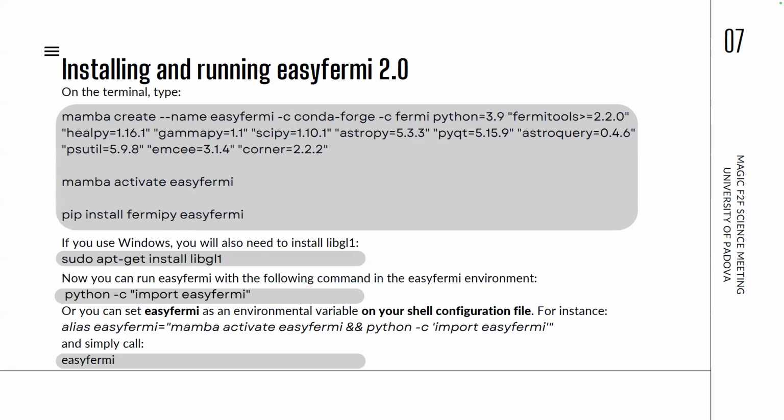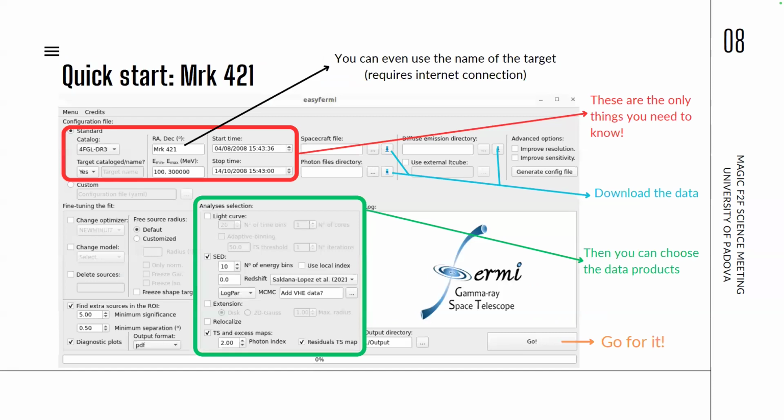And to run easyfermi, you just do python -c import easyfermi, or you set it as an environment variable, for instance in your .bashrc file, and you can simply call easyfermi from the terminal. And okay, how to use easyfermi? This red box here is selecting everything you need to know to use it.